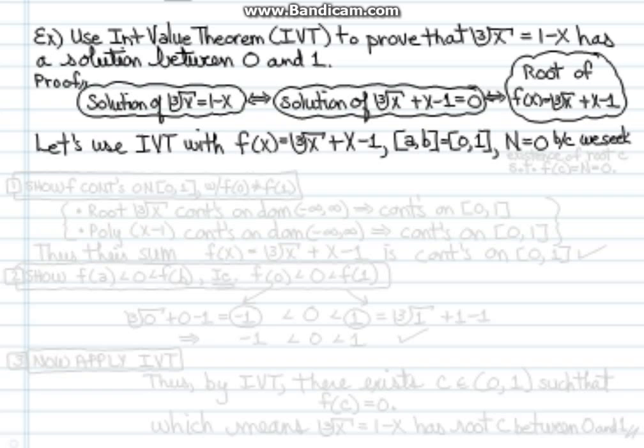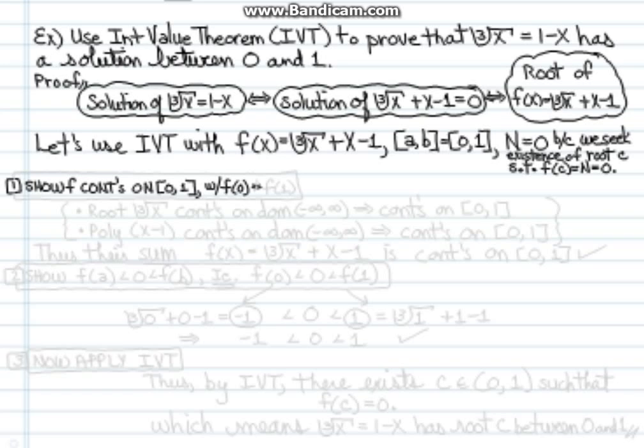And that's because we're looking for the existence of a root, x equals c, such that f of c is equal to 0. That's what it means for c to be a root. That's why we're choosing n to be equal to 0. Step 1, we're going to show that the function f is continuous on the closed interval from 0 to 1, where f of 0 is not equal to f of 1.